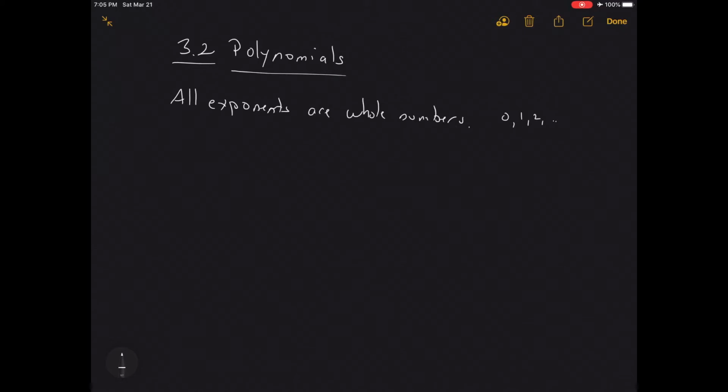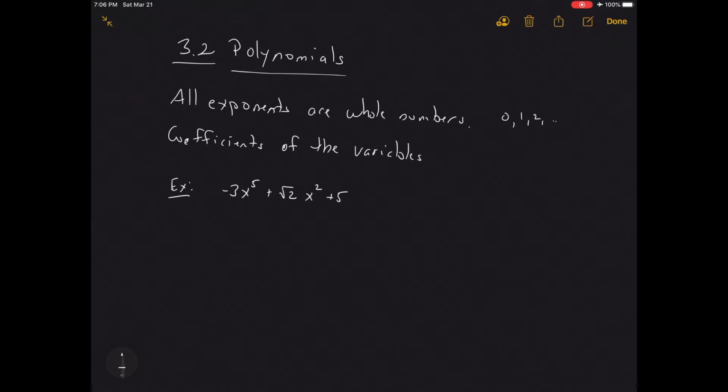And you're also going to have coefficients of the variables. And the coefficients of the variables are simply the numbers that get multiplied times the variable. For example, a polynomial function might look like this. Negative 3x to the fifth plus square root of 2 times x squared plus 5.